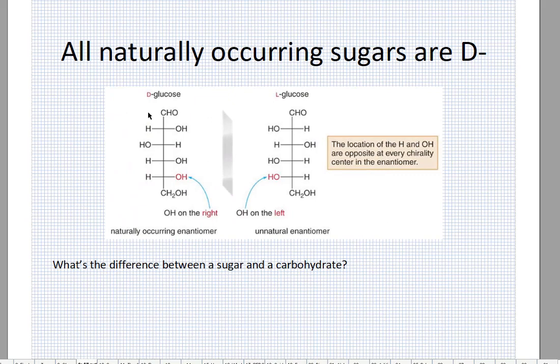So again, here we see D and L glucose. I already drew these before. The alcohol groups are right, left, right, right. Its mirror image is left, right, left, left.